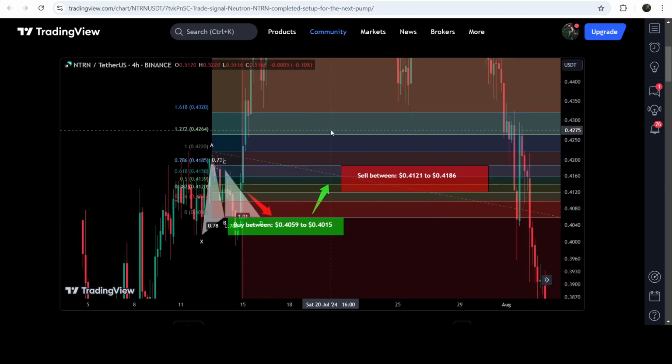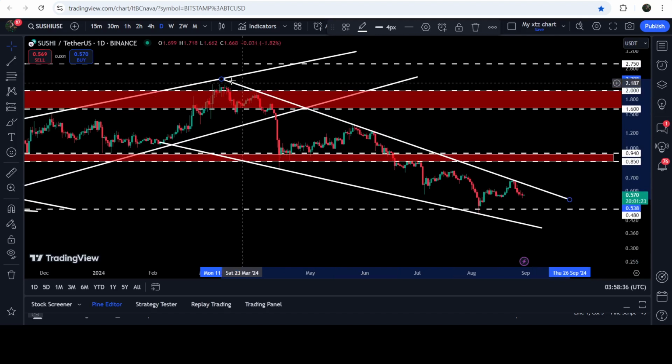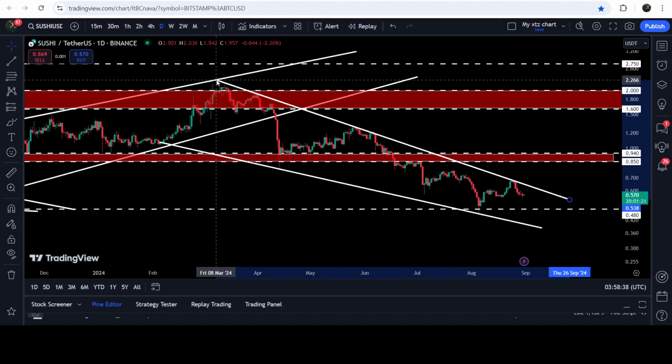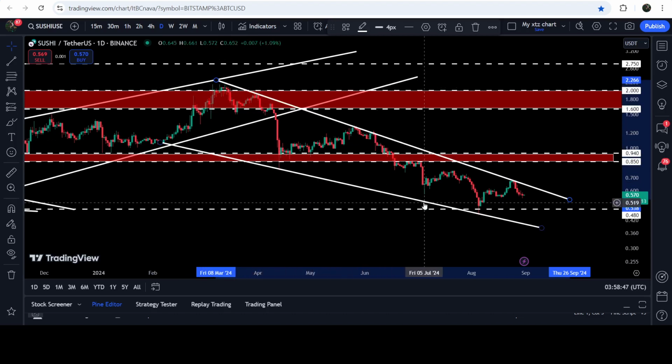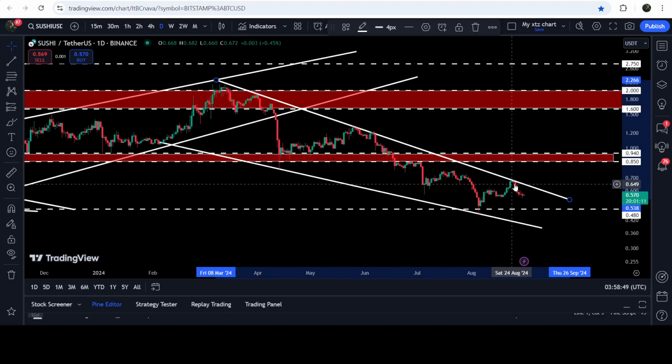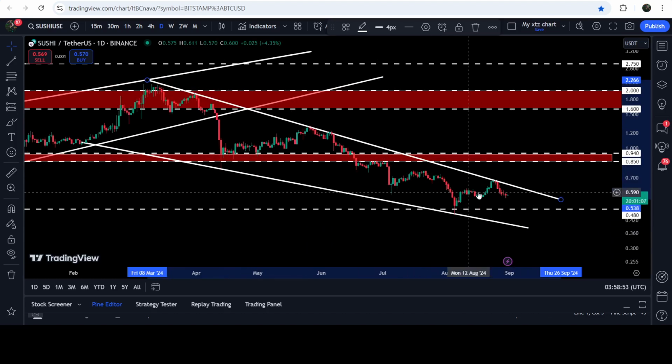Now, let me take you to the live chart of SushiSwap. And this is the daily time frame chart. And here you can see that for the past several days, the price line is moving inside this falling wedge pattern. You can see that we had a bounce here, rejection here, another bounce here, and a few more rejections here. Almost had another bounce here, and now the price line is once again rejected by the resistance of this falling wedge pattern.